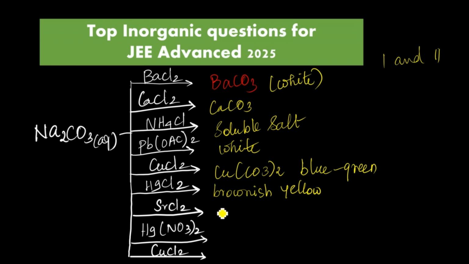Okay, strontium chloride, that will give you a white precipitate, and mercuric nitrate, that will give you yellow, but the clue point here is that it is yellow, but over time it darkens. Okay, that is the point. Then it's again repeating the calcium chloride. So how many white precipitates is this forming?